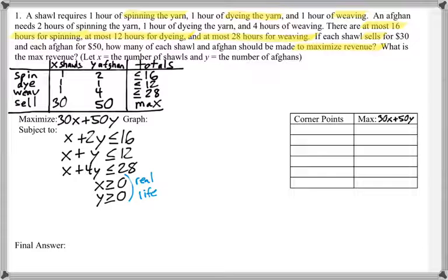Okay, so I need to graph my lines so I can find my feasible region. So I need to solve for y in these three inequalities. So x plus 2y is less than or equal to 16. I want to subtract x from both sides, and then divide both sides by 2. So y is less than or equal to negative 1/2 x plus 8.